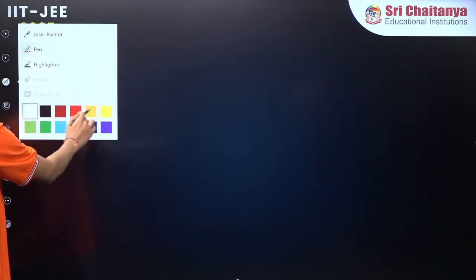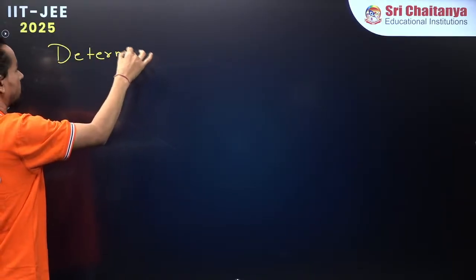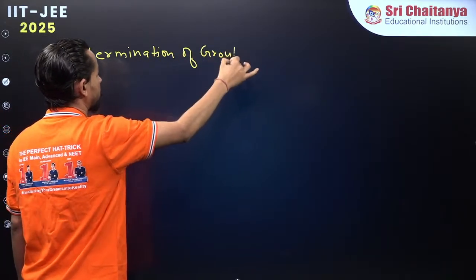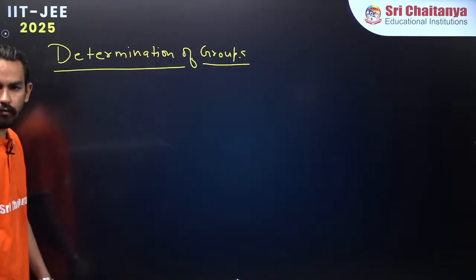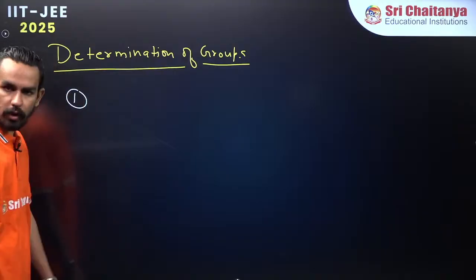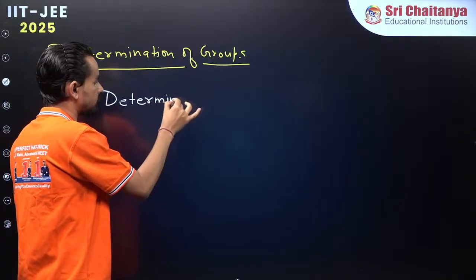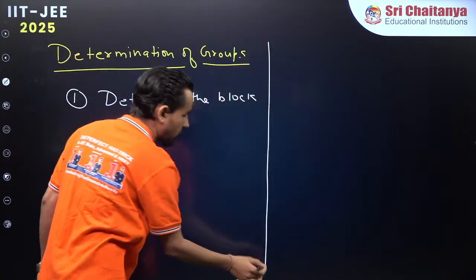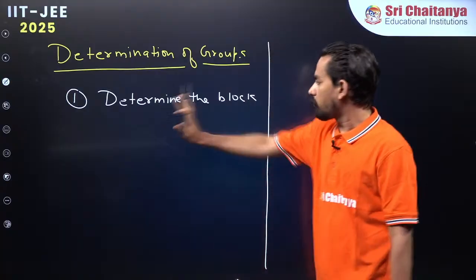Now let us move to the next topic, which is determination of groups. That is very, very important. Whenever you have to determine the group of an element, the first and foremost thing is to determine the block. On the basis of block only you can tell what group it lies in.